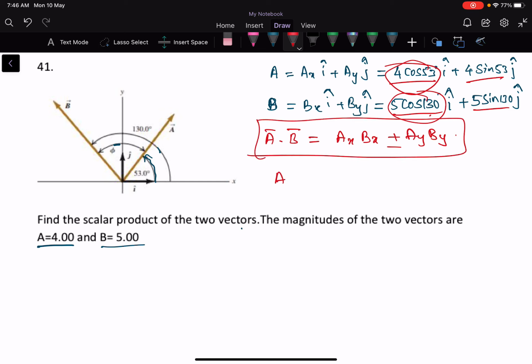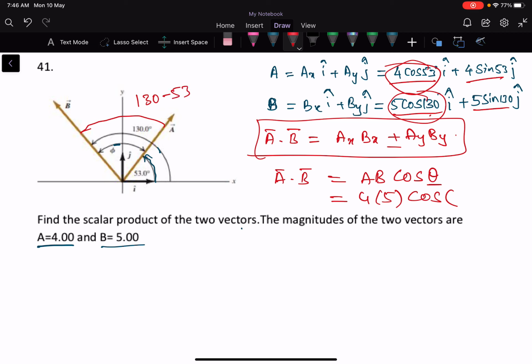The other way is A dot B equal to simply AB cos theta. Here A is equal to 4, B is equal to 5. Theta is the angle between A and B. The angle between A and B is this one, which is 130 minus 53. 130 minus 50 is 80, 80 minus 3 is 77. In this way also you can find the answer. After solving in this way and in this way, compare these two. These two will be equal. We can solve in both ways.